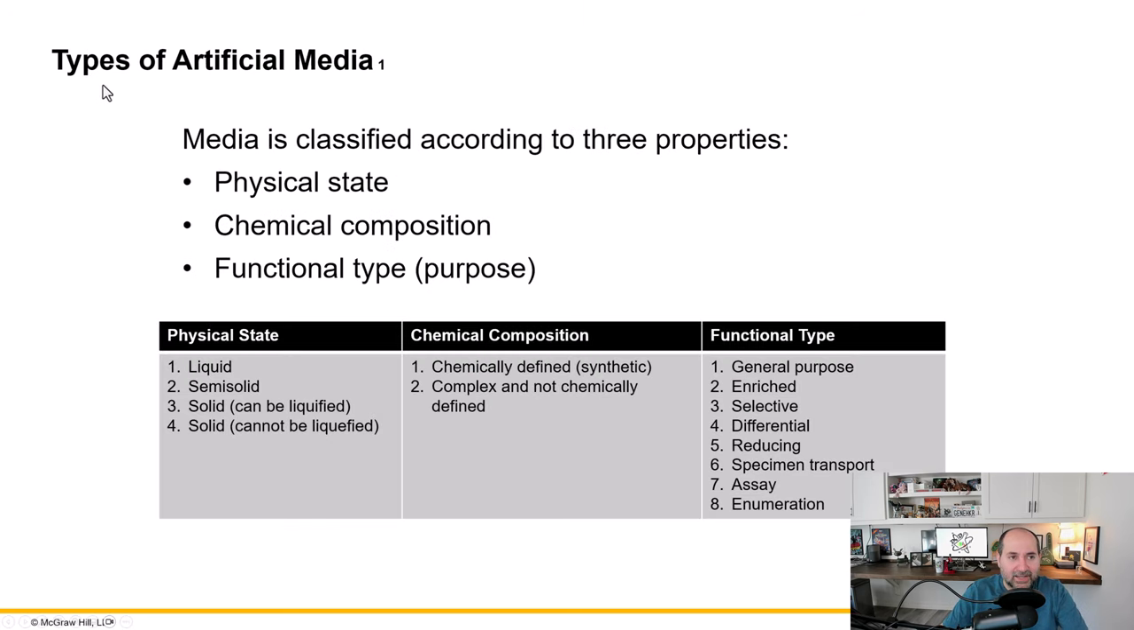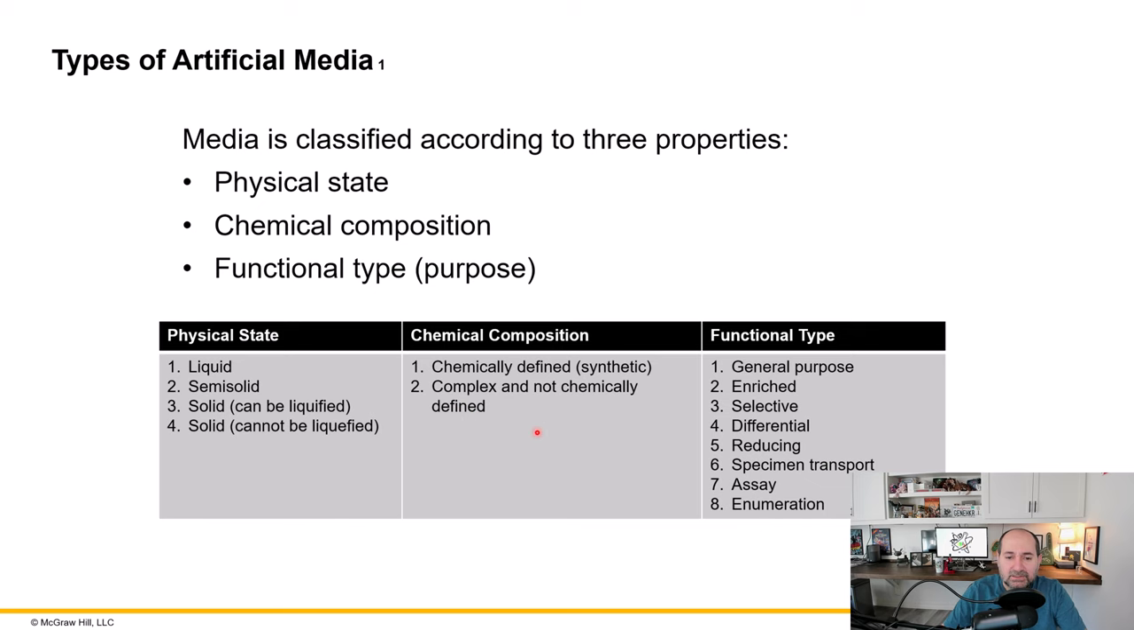Now, in the lab, we use artificial media. Again, media is the types of nutrients in which microbes grow. We have different physical states of media. So we could have liquid media like a TSB broth, a semi-solid media, a solid media that could be liquefied, a solid media that can't be liquefied. All this to say there are different physical forms of media in the lab. And we have different chemical composition as well. We have chemically defined media, and we have complex or not chemically defined media.